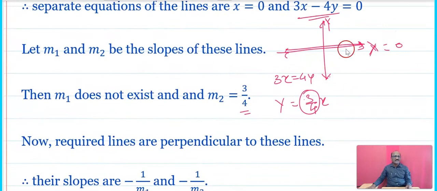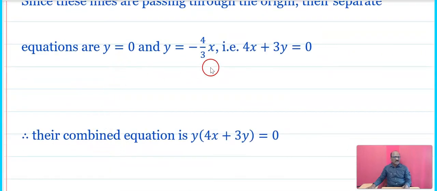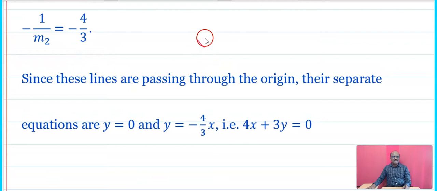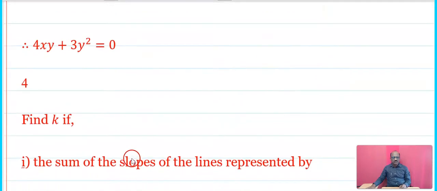Now, what is the equation of the x-axis? The equation of the x-axis is y is equal to 0, and the equation of this line, which is again y is equal to mx, y is equal to minus 4 by 3x, and if we simplify this, then you will get 4x plus 3y is equal to 0 and y is equal to 0. Again, they are joint equations. That is y in bracket 4x plus 3y is equal to 0. And if we perform the product, then you will get 4xy plus 3y square is equal to 0. Okay. And in this way, this is our required joint equation.